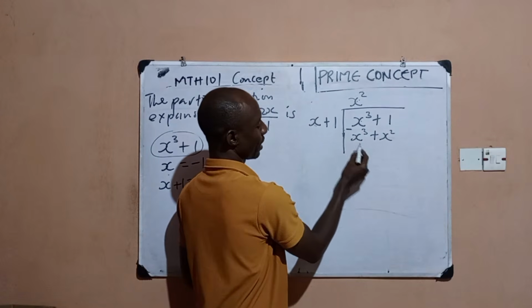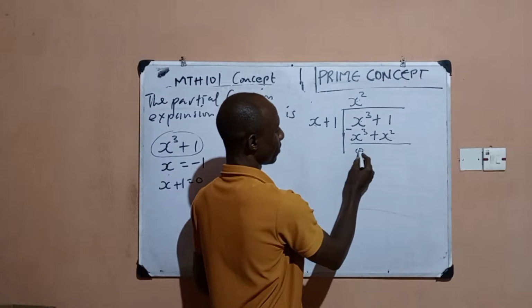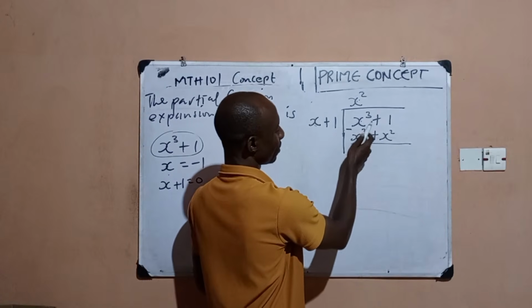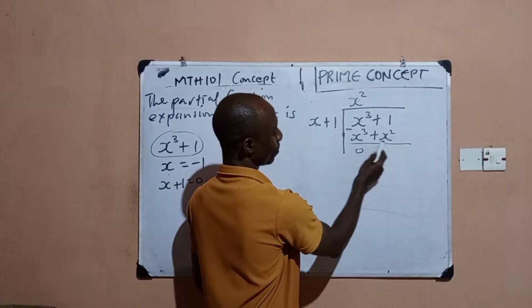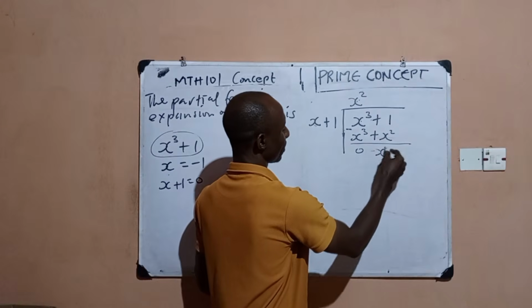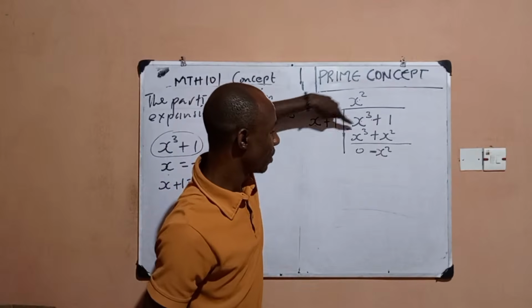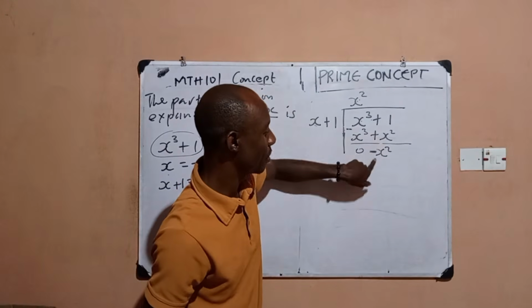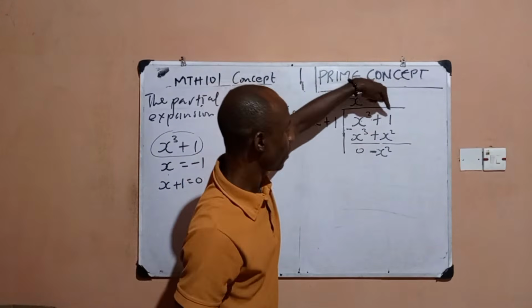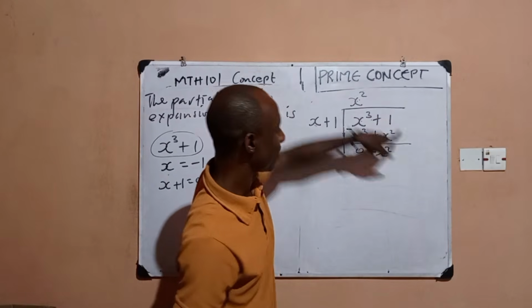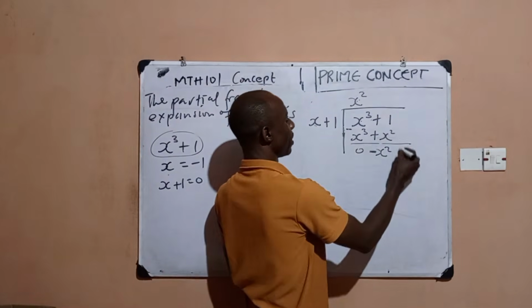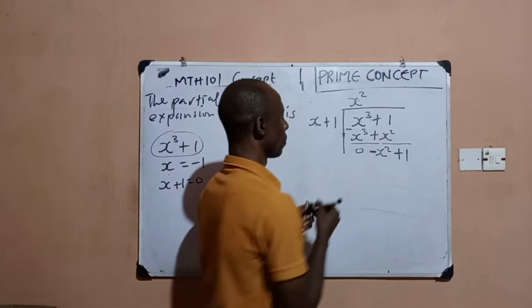X cubed minus x cubed is going to give you 0. Right? So there is no x squared here. So this minus will just affect this. It becomes minus x squared. Right? Because there is no x squared up here. So this is just going to directly be minus x squared. So now you have 1. 1 minus, there's no number, so it's just going to directly be plus 1. So this is what you have.